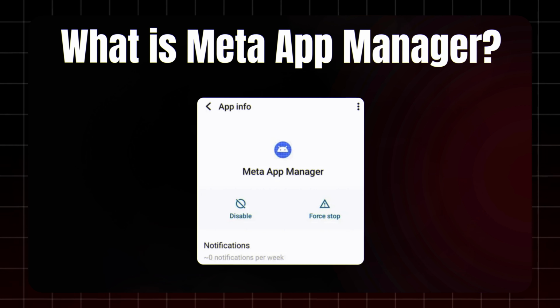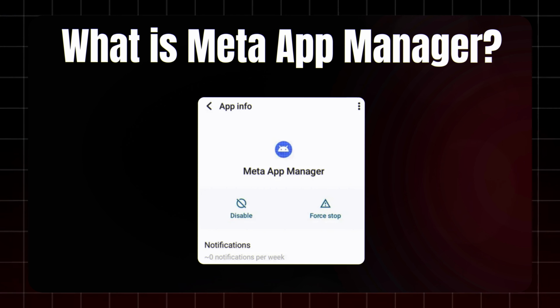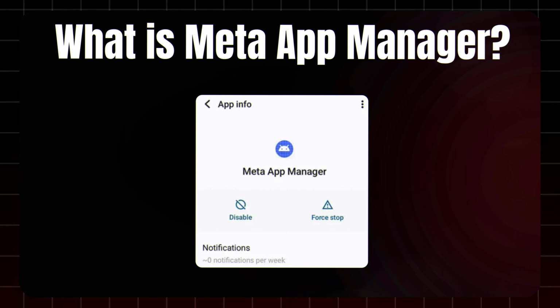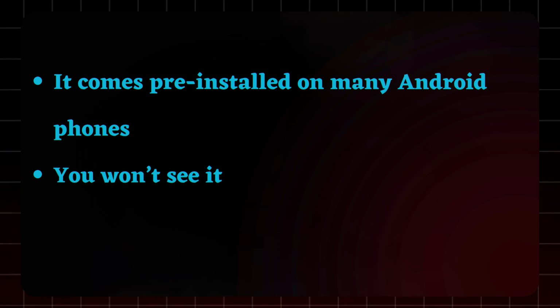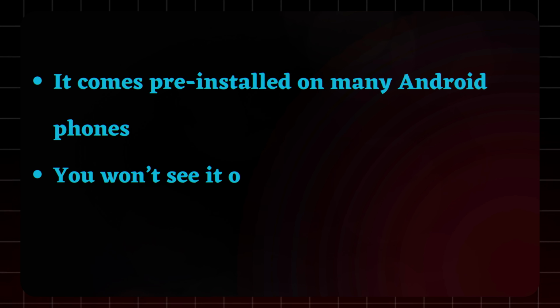Meta App Manager is a background system app developed by Meta, the company behind Facebook, Instagram, and WhatsApp. It comes pre-installed on many Android phones. You won't see it on your home screen, but it runs silently in the background.